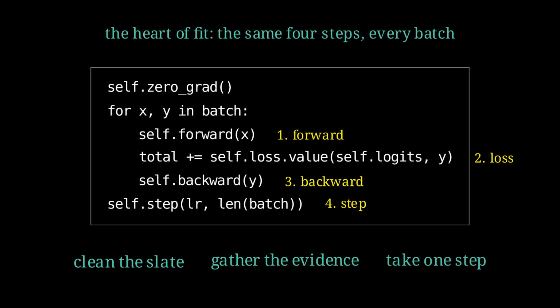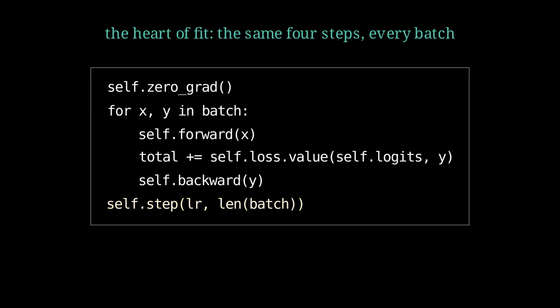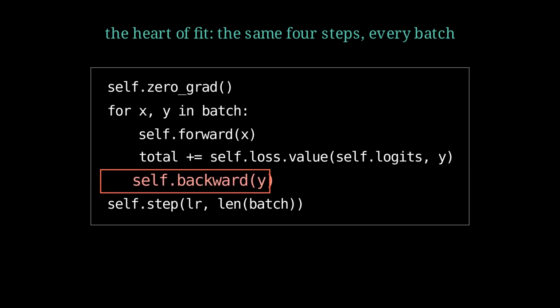That is the rhythm. And the step itself is humble arithmetic. Each weight slides downhill by a small fraction of its gradient, that fraction being the learning rate averaged over the batch. That is stochastic gradient descent, and it fits in a single line. Everything hard, everything genuinely interesting, is hiding inside step 3, the backward pass. So let us look at the very first thing that flows backward through it.